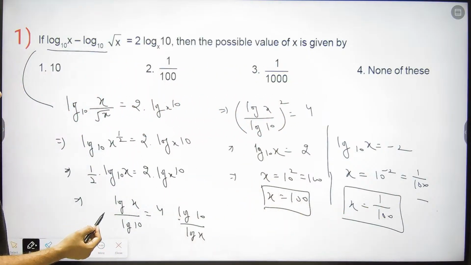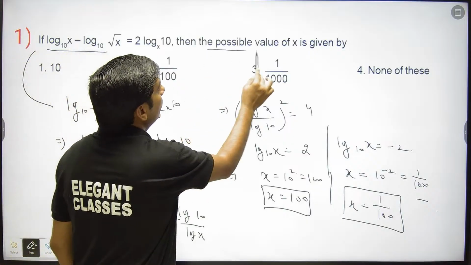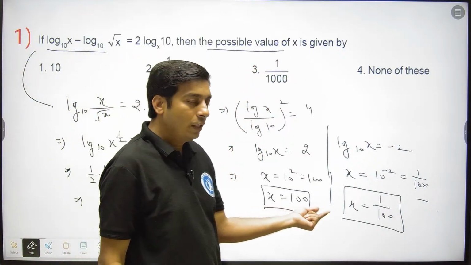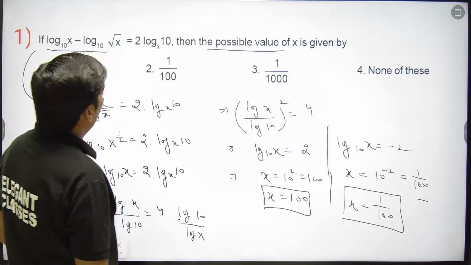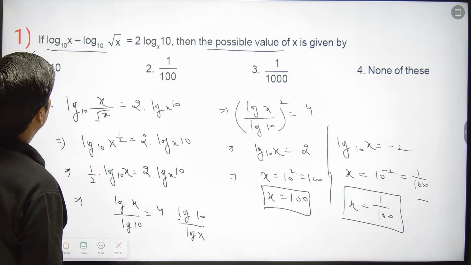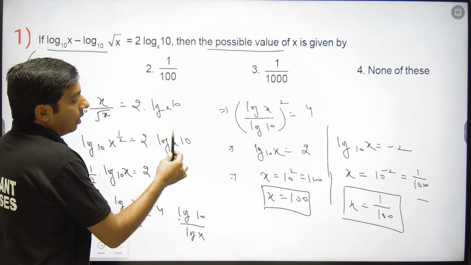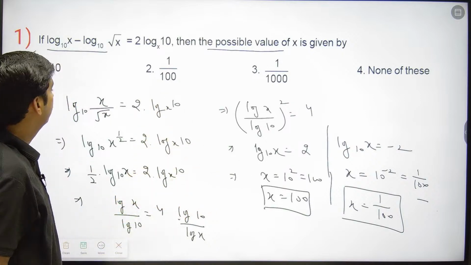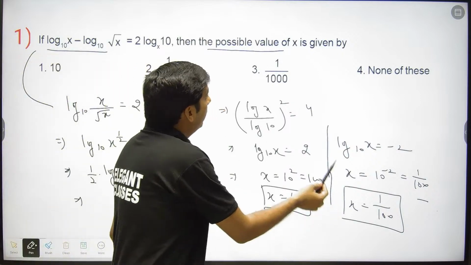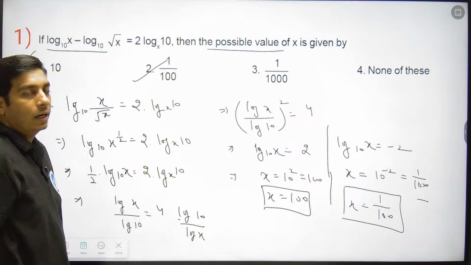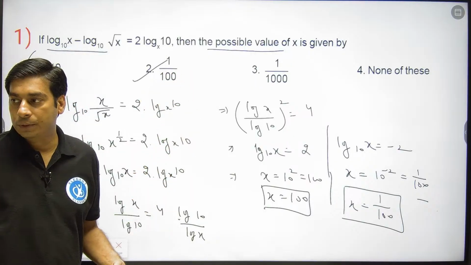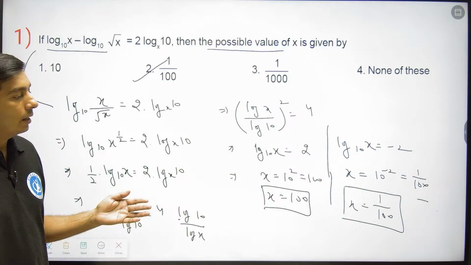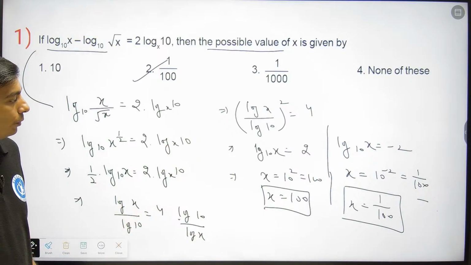Now here in the options it is asked the possible value of x. So there are two values of x which will be satisfied, but 100 is not there in the options. So 1 by 100 is there. So correct option will be second option, which is 1 upon 100. I hope you got the answer.